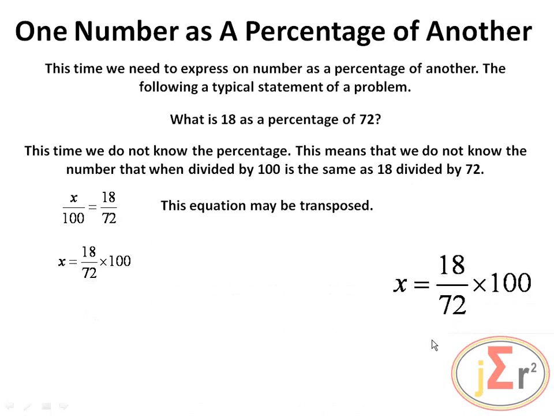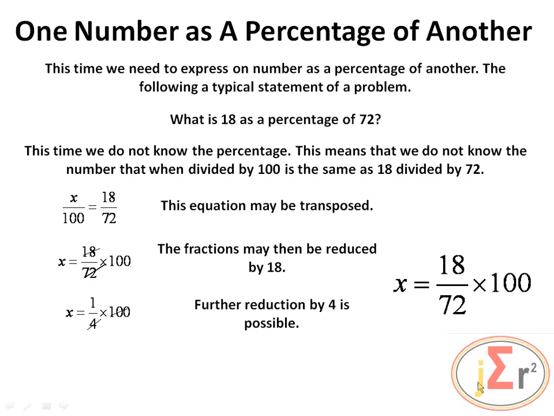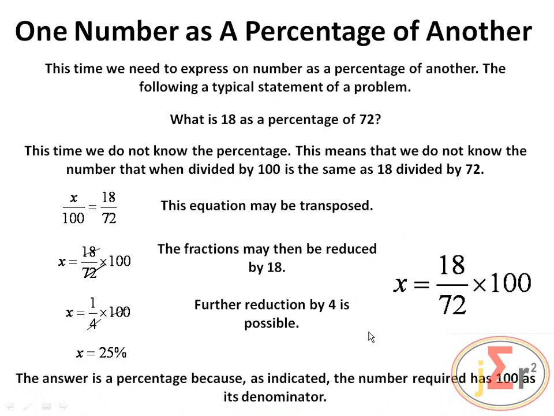We have it highlighted over here because this is typically how we progress when we are required to solve a problem of a similar nature. The fractions may then be reduced by 18. 18 into 72 is going to be 4. And of course, 4 into 100 is 25. So there we have x is equal to 25%. The answer is a percentage because, as indicated, the number required has 100 as its denominator.